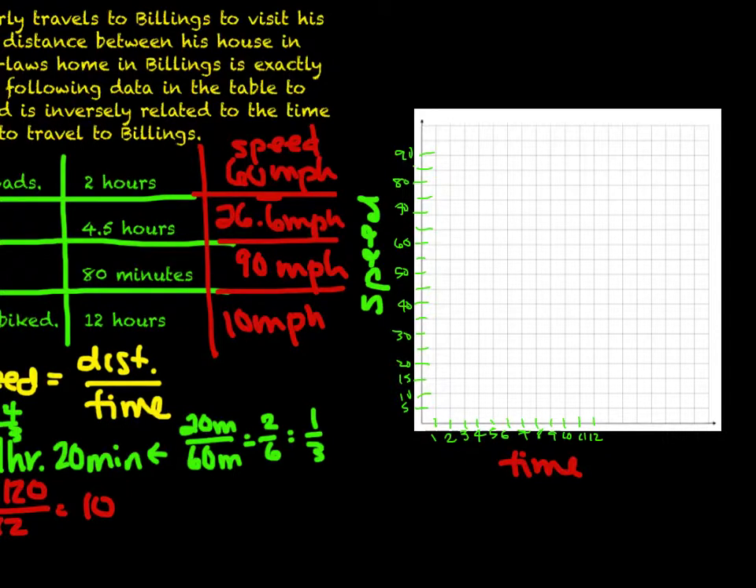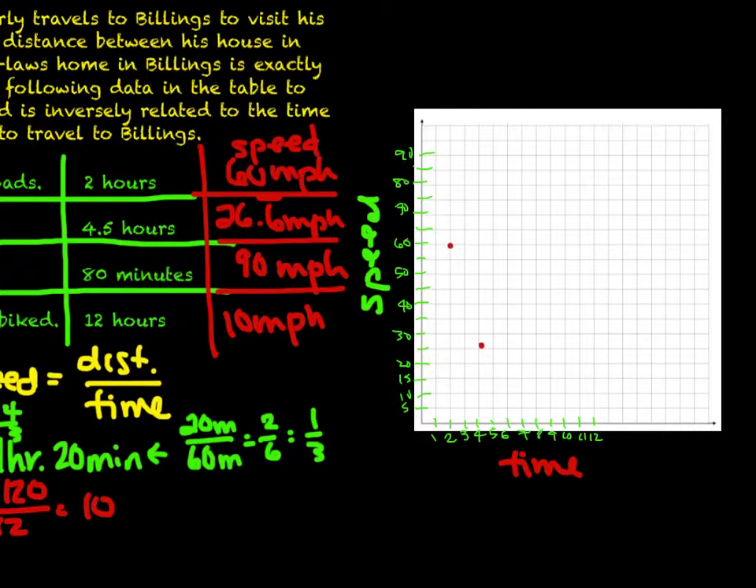Either way, we have speed and time, so now we just need to graph this stuff. So let's graph it in red so we can really see it stand out. If we have 2 hours, he was going about 60 miles per hour. So we have a little dot there. In 4.5 hours, he went 26.6 miles per hour. So we have a little dot right in there.